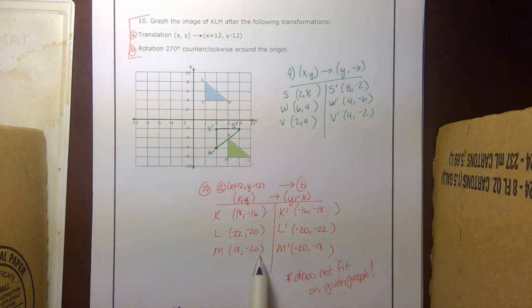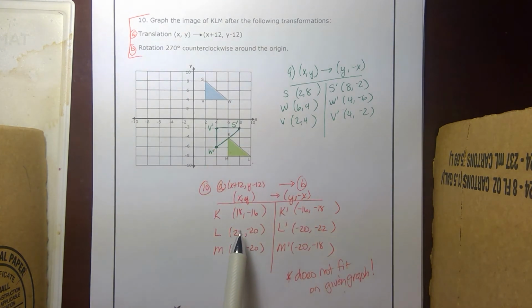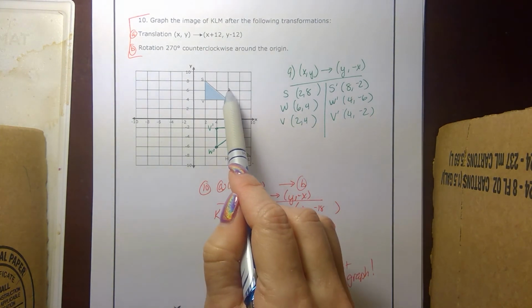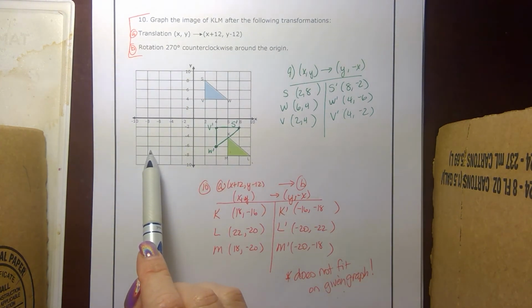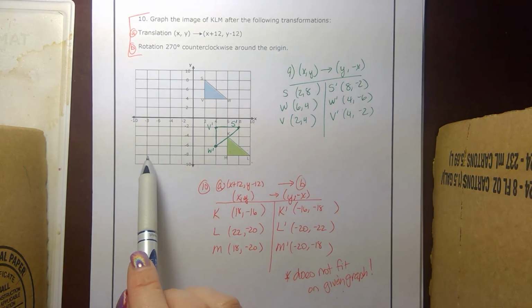But when I did the translation they gave, which was to the right 12, down 12, the point values, those coordinates I ended up with, they're not going to fit on this graph. I know that I'm going to be in quadrant 3, because if I start in quadrant 4 and I rotate 90, 180, 270 degrees counterclockwise, I end up in quadrant 3. So I know I'm over here.